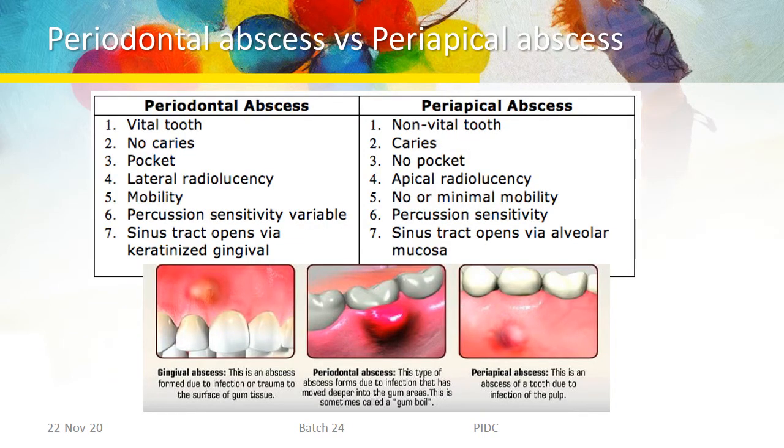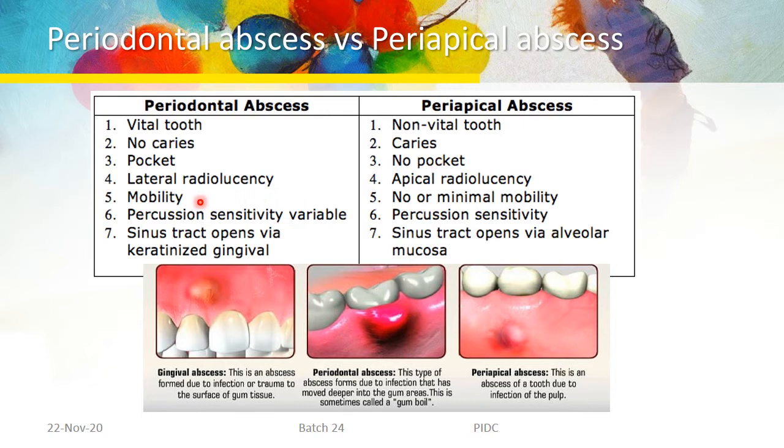So how would you differentiate a periodontal abscess from a periapical abscess? Just remember, the periapical abscess goes with a non-vital tooth, whereas the periodontal abscess goes with a vital tooth. In periodontal abscess, the tooth need not have any caries present, whereas a periapical abscess could have a carious tooth or a non-vital tooth. If you diagnose a periodontal abscess, it has to have some pockets present because the disease spreads from that area. But in case of periapical abscess, there is no pocket present.